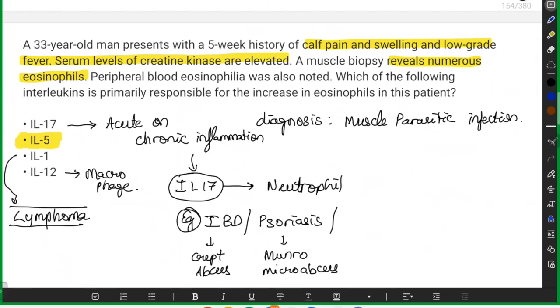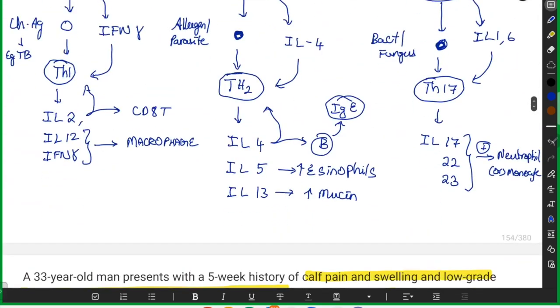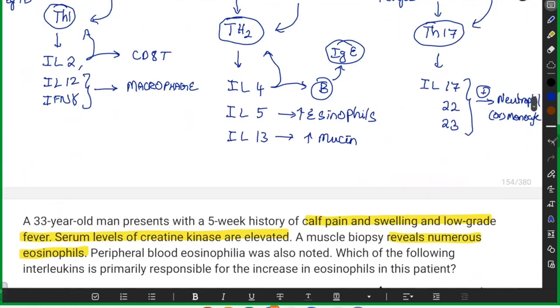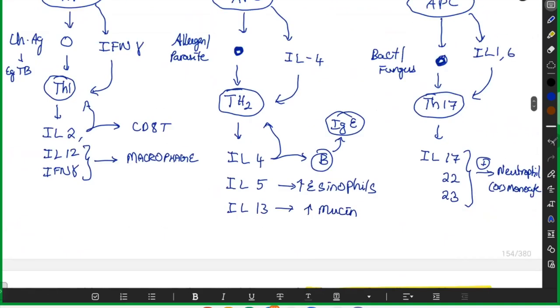So what should we think immediately? Eosinophils. So whenever there are eosinophils, then there can be either an allergic reaction or a parasitic reaction. So it is going to stimulate interleukin 4, interleukin 5, interleukin 13. So out of the three options, only interleukin 5 is going to be related to the eosinophils of the patient.